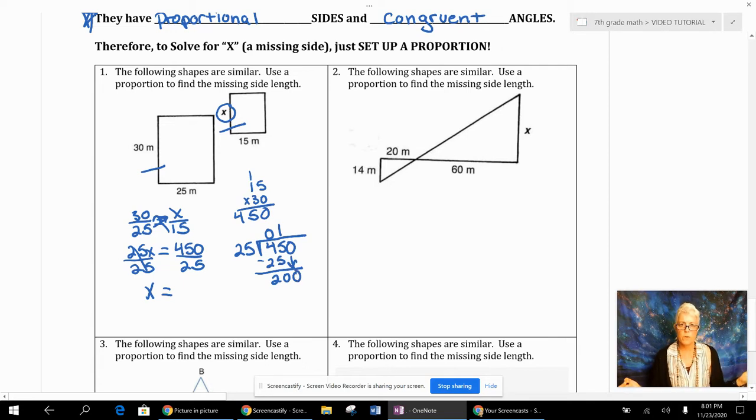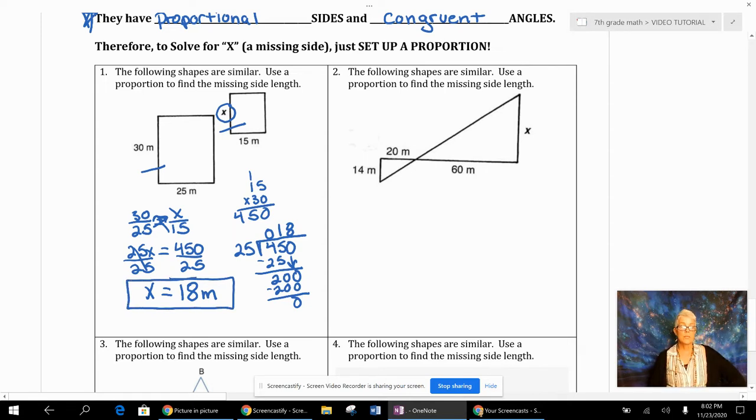Now 25. Some of you know this. If you think about money, how many quarters are in $2? Now you understand money. There's 8 quarters. So 8 times 25 is 200. So I am done. Guess what that missing side is? It's 18. It's not just 18, it's 18 meters. All right, wasn't that easy?